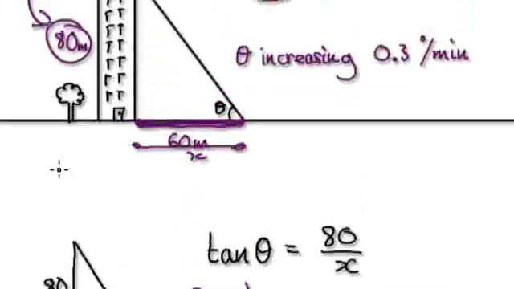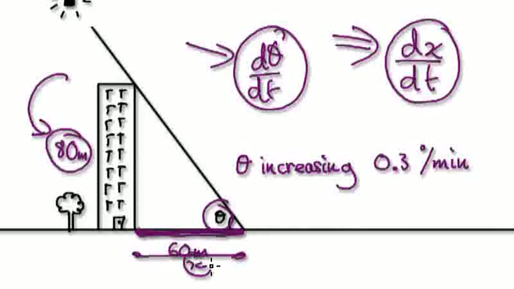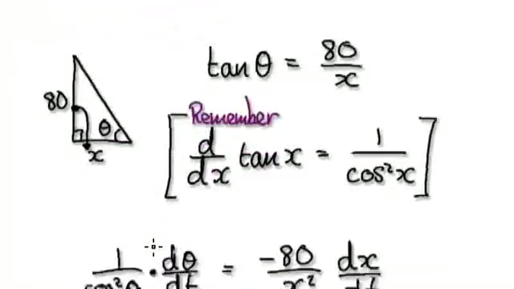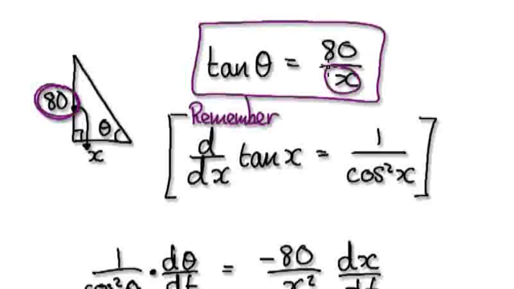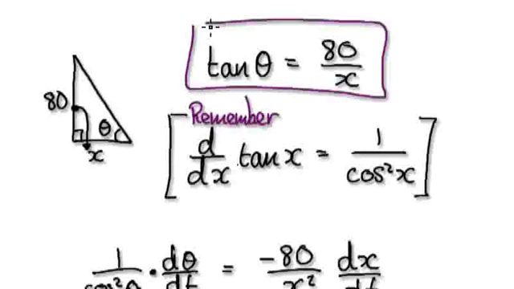So looking at this here, what connects theta and x? You want to know dx by dt, and you've been given d theta by dt. So what connects theta and x? Well, tan is the thing that connects everything. So tan theta equals 80 over x here. We call it x because x is going to vary over time. Okay, so now use implicit differentiation.